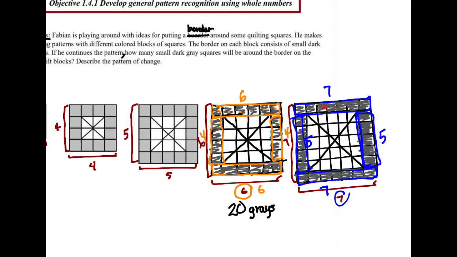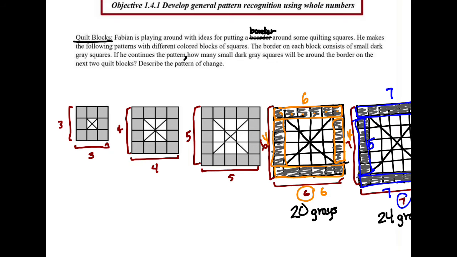Okay, so 5 and 7 is 12. And 12 and 12 give you 24. Okay, now let's look back and count the gray ones over here. We never did do that. So that way we can see what the pattern really is.